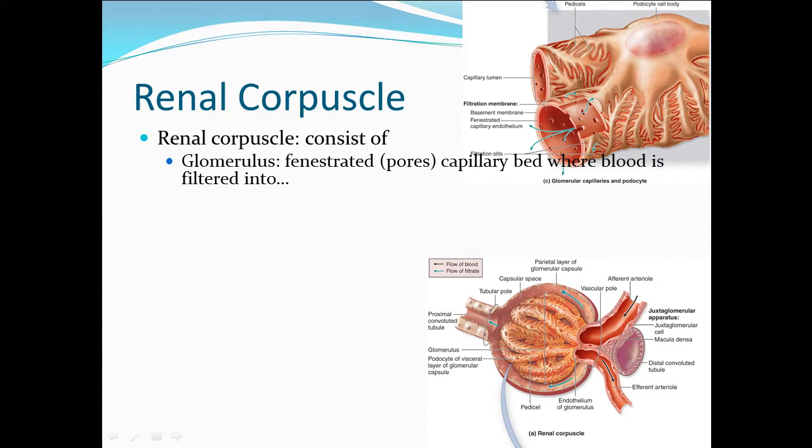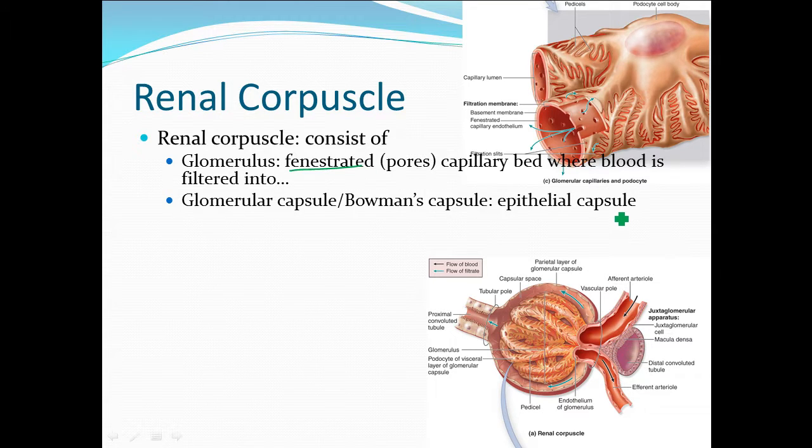So we have the glomerulus, and this is a fenestrated capillary. Do you guys remember what fenestrated capillaries were again? They have small pores around it, okay? So that's why it allows the blood to be filtered through it. Around the glomerulus, we have the glomerular capsule, also known as the Bowman's capsule, okay? So you have the glomerulus inside and the Bowman's capsule, or the glomerular capsule, on the outside. The glomerular capsule has a visceral layer. The visceral layer actually surrounds the glomerulus.